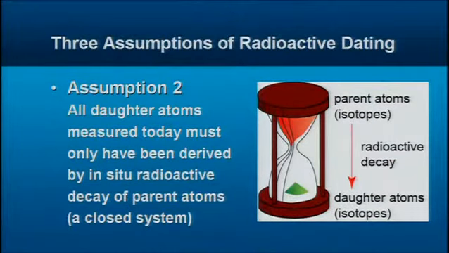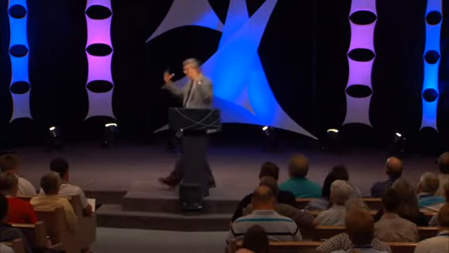Secondly, you have to assume that all the daughter atoms that you measure in the rock today have only been derived by radioactive decay in that rock from the parent atoms. In other words, it has to be a closed system. In other words, you can't have contamination. What if in the supposed millions of years, groundwater flowing through the rock added lead or washed away uranium? You'd never know for sure whether your rock has remained uncontaminated for millions and millions of years. Now, you can understand it's a wide sweeping assumption.